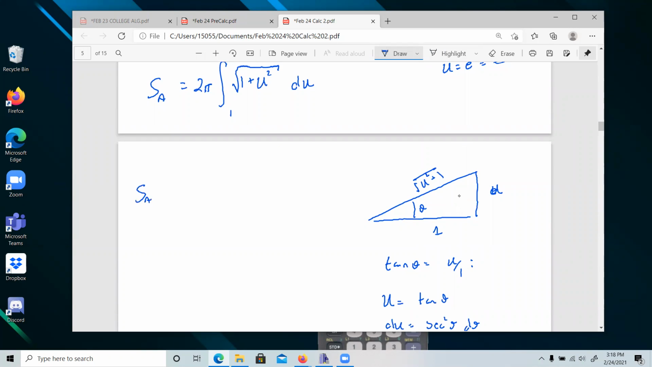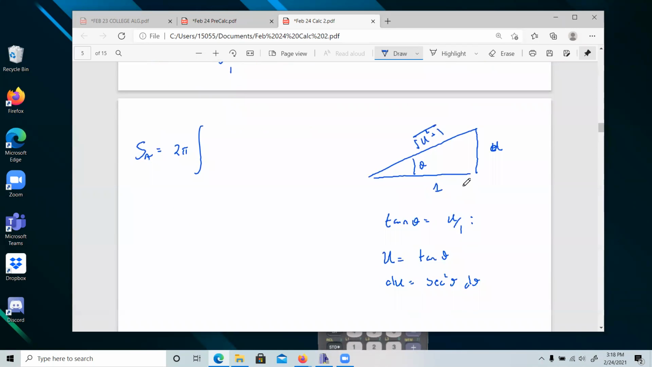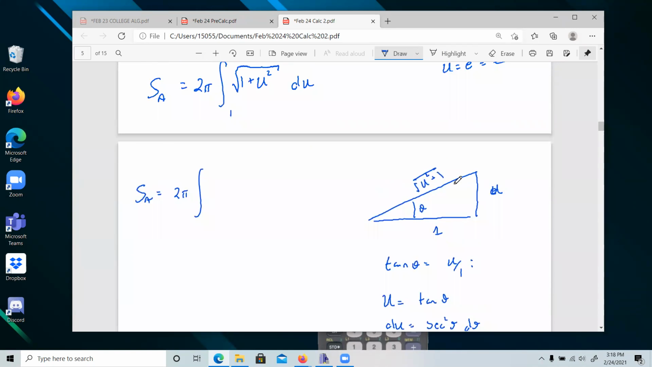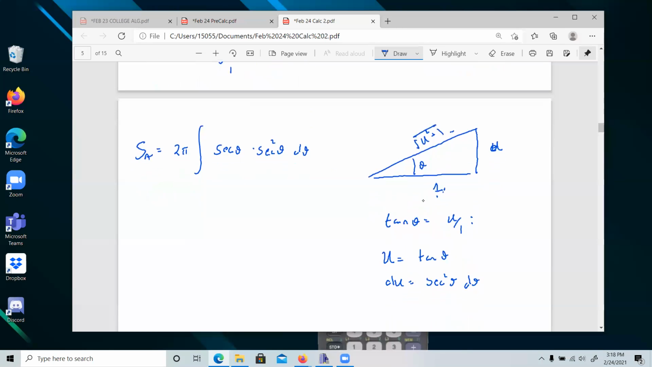So let's go ahead and do this. We have surface area is equal to 2 pi. I'm not going to worry about the limits of integration just yet because we're in the middle of triangles, so we're going to hold off on that. But the square root of 1 plus u squared over 1, that's the hypotenuse over the adjacent, which is equal to the secant. And then du was secant squared theta d theta. Not again.